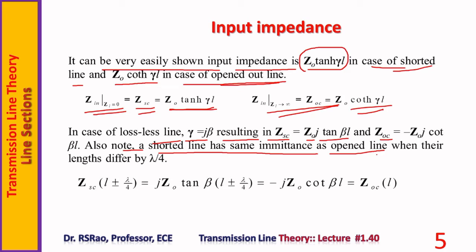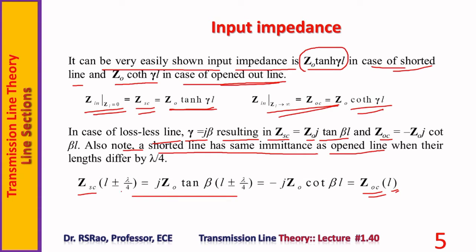What does it mean? It means ZSC, the input impedance of the short-circuited line when the length is L plus or minus lambda by 4, is equal to ZOC, whose length is L. Lengthwise they differ by lambda by 4. One is short circuited, another is open circuited, and they both have the same impedances. How? Proof is given here.